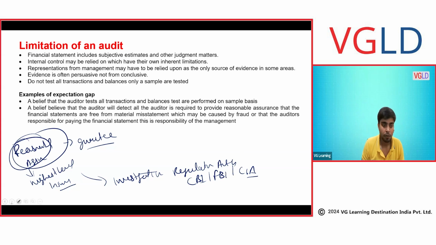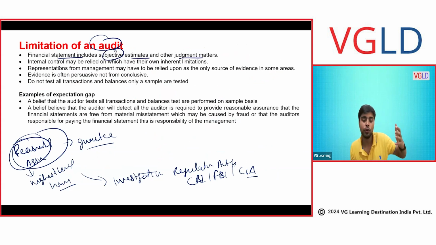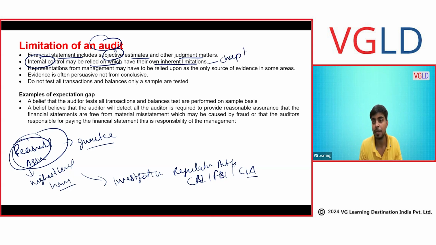Okay, now before we move ahead, this last topic: limitations of an audit. Financial statements include subjective estimates and other judgments. I told you that because of the estimates and the judgment, we cannot give a guarantee. Internal control may be relied on, which has its own inherent limitations. This is discussed in detail in chapter number 10, or chapter number 9. Basically, for the controls, let's say the Airtel system, we will rely on the system itself. So if the system is itself faulty, then the auditor may not be able to check transactions or the accuracy. So internal control has certain inherent limitations.